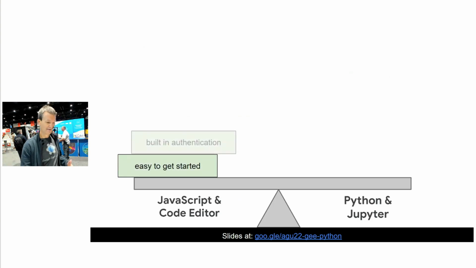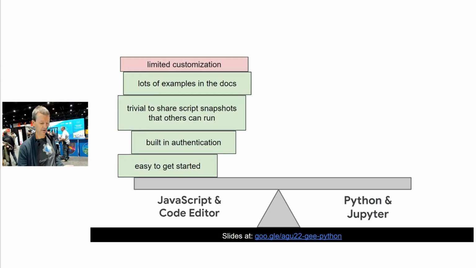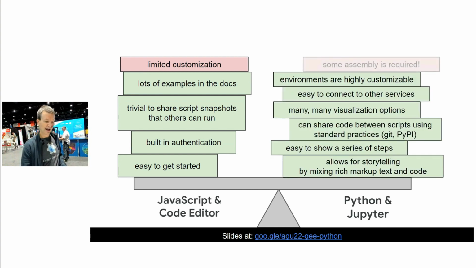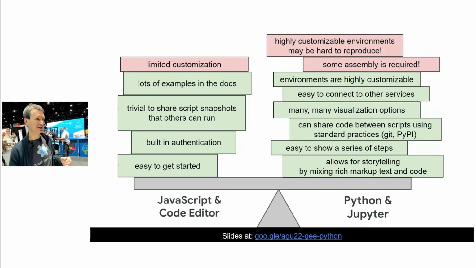There are a variety of pros and cons in Earth Engine of working with the JavaScript code editor or Python in the Jupyter environments. I'm not going to go too much into detail here. The summary is that we have found with the JavaScript code editor, it's easiest to get started because we're handling almost everything for you, the setup of your environment.